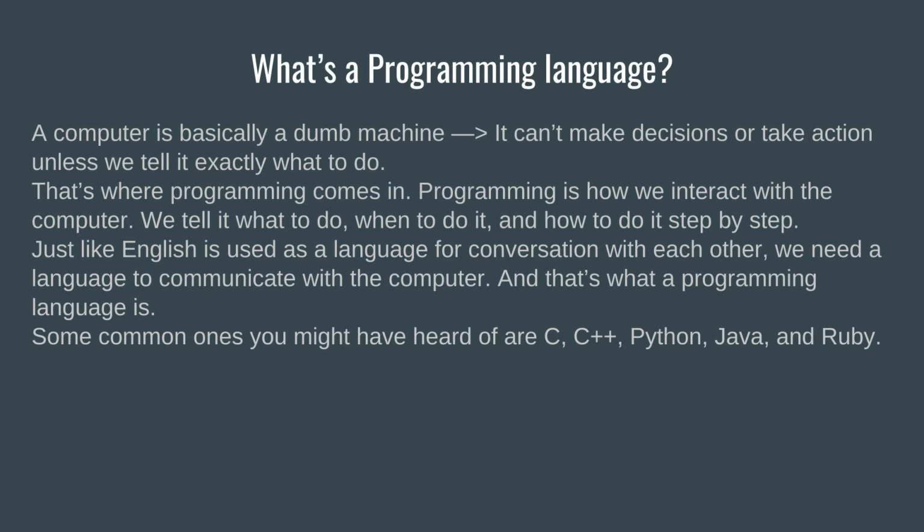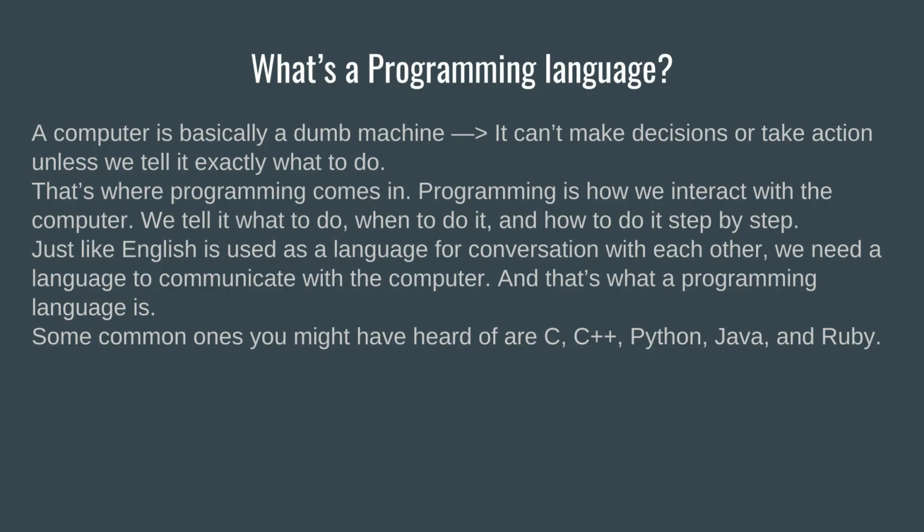What's a programming language? We all know that computer is a powerful yet dumb machine. It lacks the ability to think or to make decisions on its own. It requires specific instructions to perform tasks. This is where programming plays a vital role. Through programming, we can communicate with the computer, guiding it on what to do, when to do, and how to do it in precise steps.